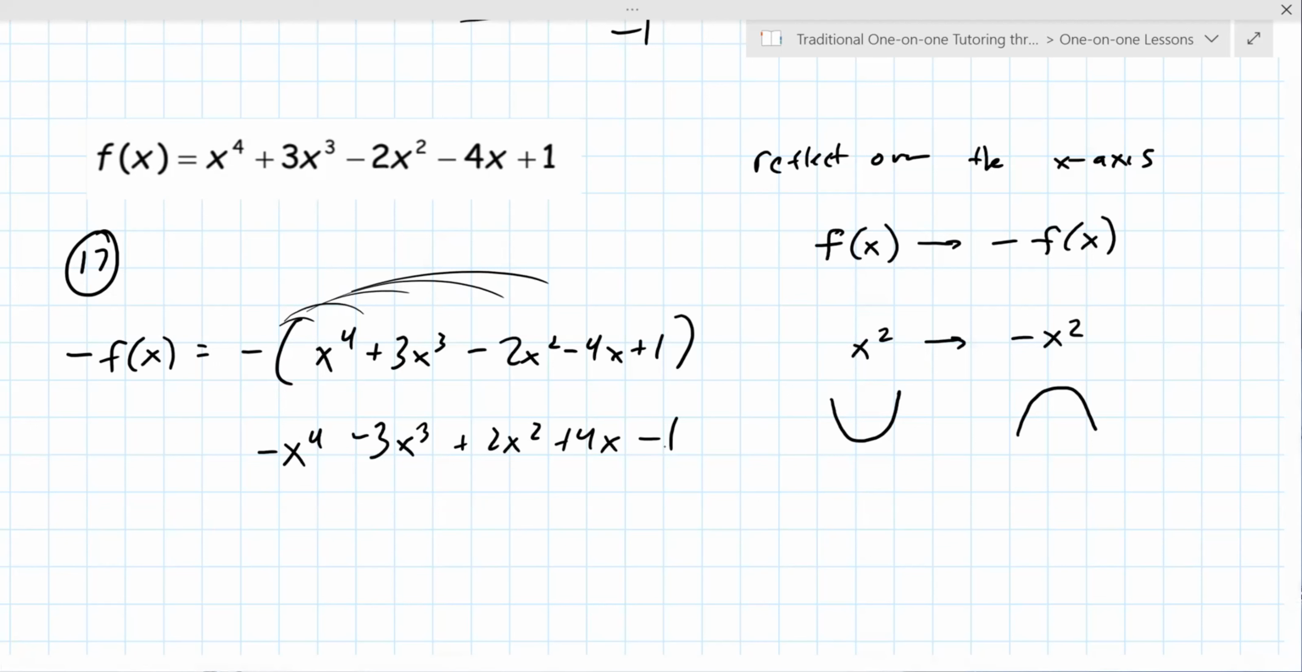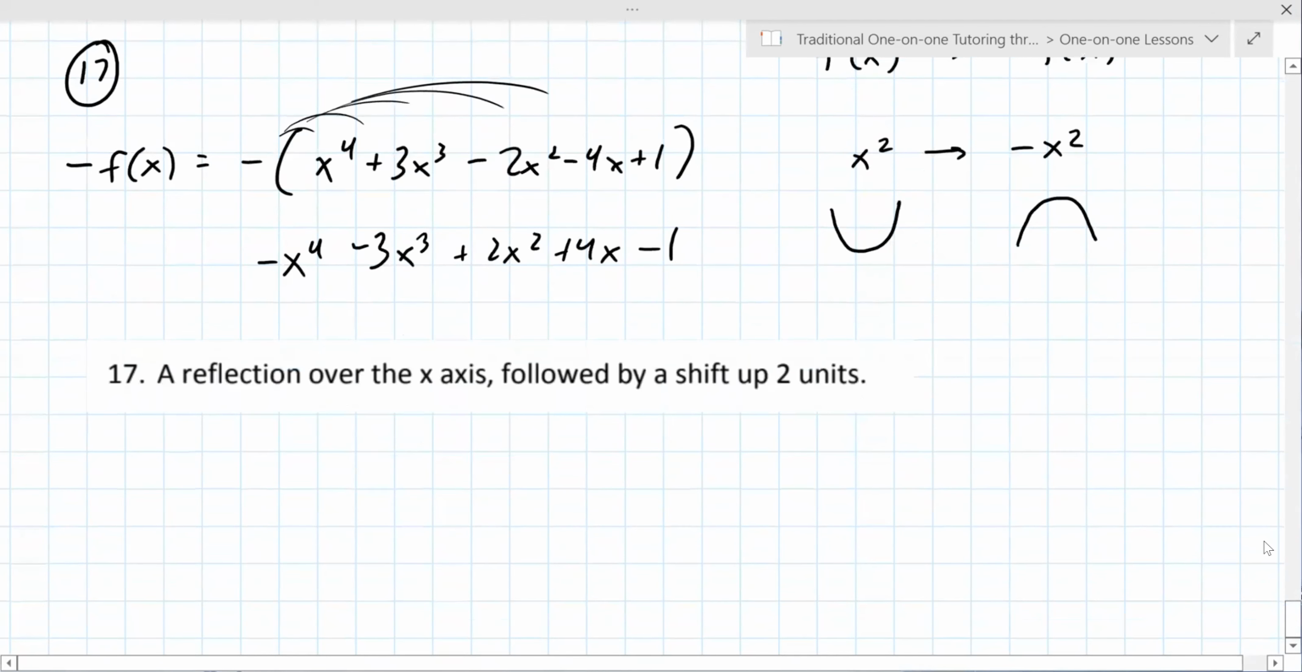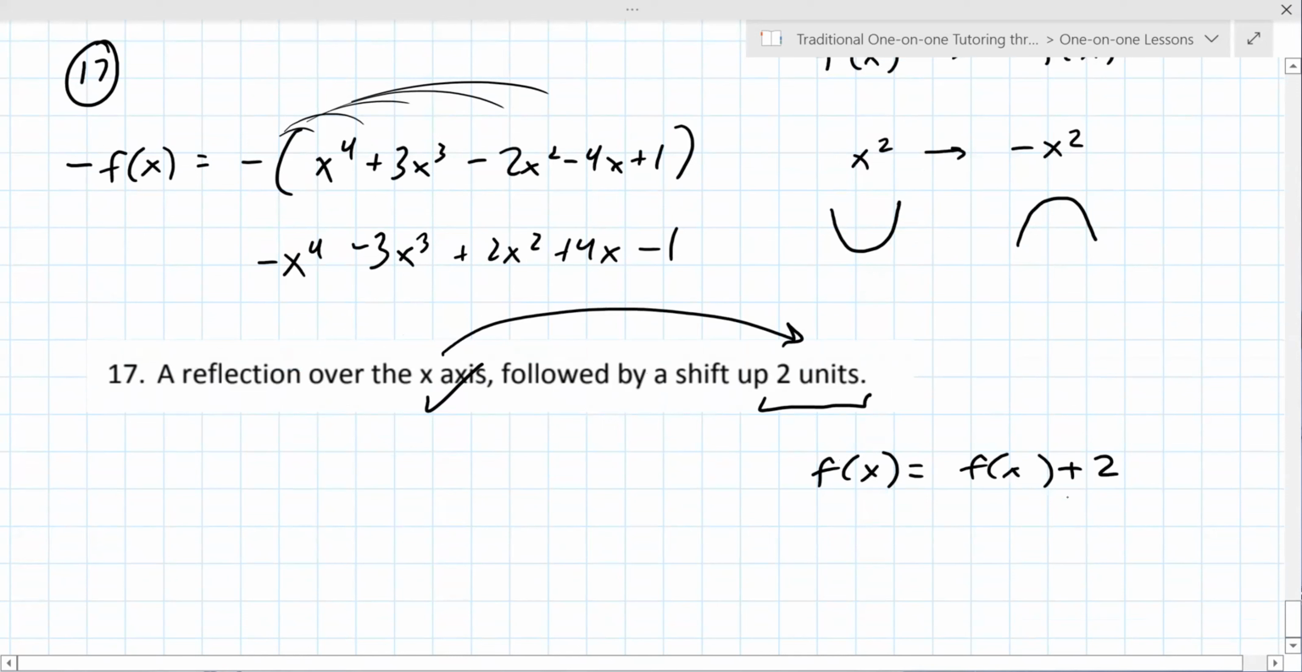Okay, now the next thing it says here, maybe let me snip that in. For 17 it says to do the reflection over the x-axis. We did that, followed by, and that's very important, you have to do things in order, followed by 2 units up. So 2 units up means take your f of x and go up by 2. So you're going to effectively add 2 to it. You take the thing that you just found, and you literally just add 2 to it.